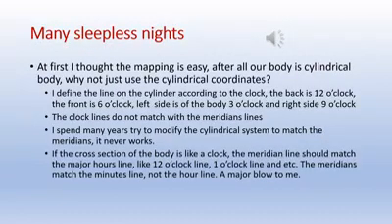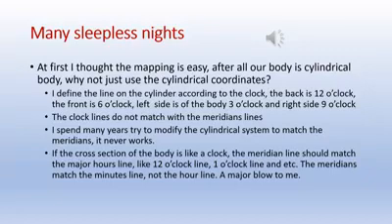At first, I thought the mapping is easy. After all, our body is cylindrical in shape. Why not just use the cylindrical coordinates? So at first, I define the line on the cylinder. The top is like a clock, then we have 12 o'clock. Maybe at the back, our back is 12 o'clock, our front is 6 o'clock, our left side is 3 o'clock, and our right side is 9 o'clock. Just like a clock, you're putting a cross section of the clock on your body.